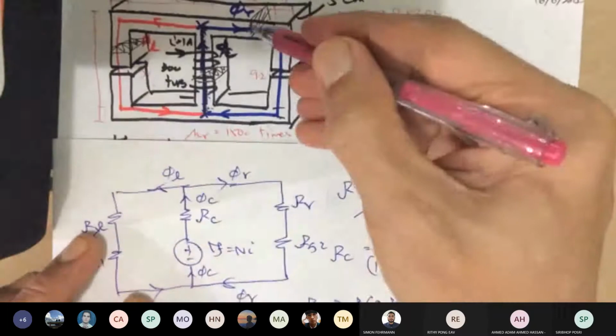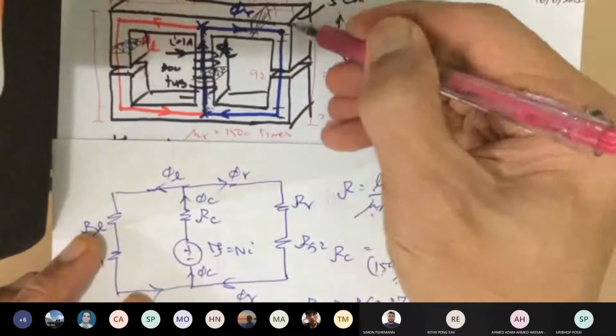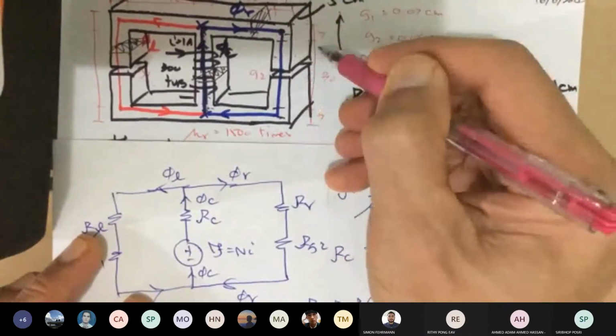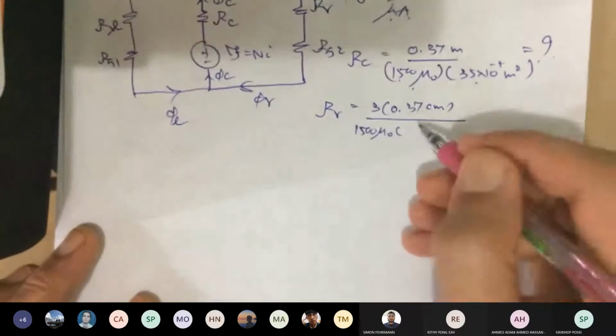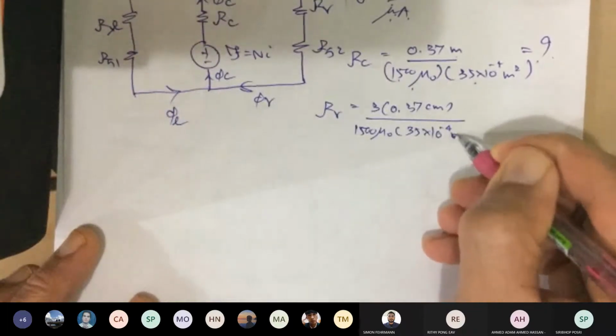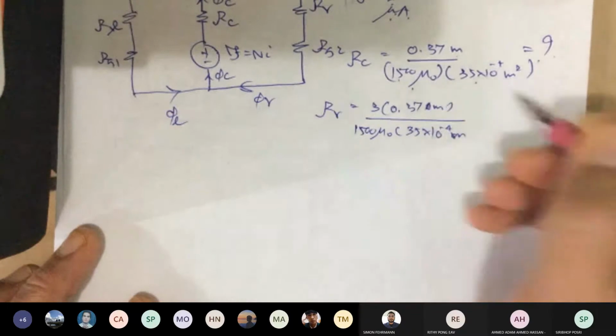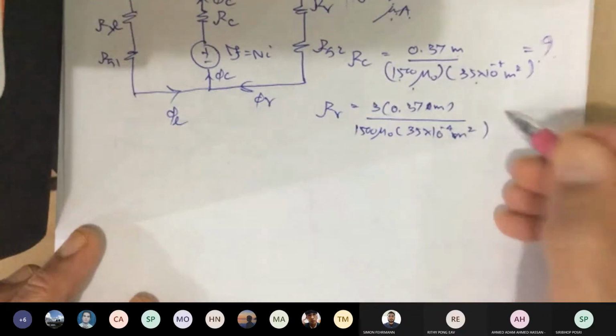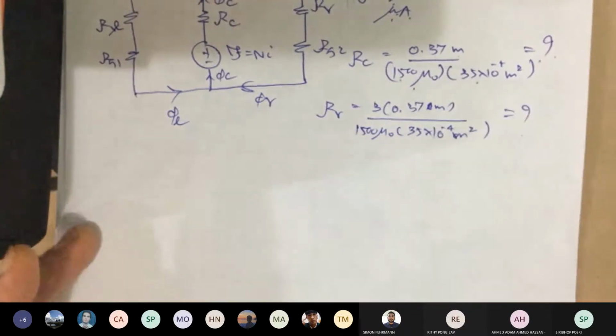Cross-sectional area: this is 7, depth is 5. This is 7, depth is 5, so the same cross-sectional area, 35 times 10 to the minus 4 meter square. Again, your job is to find that out, okay?